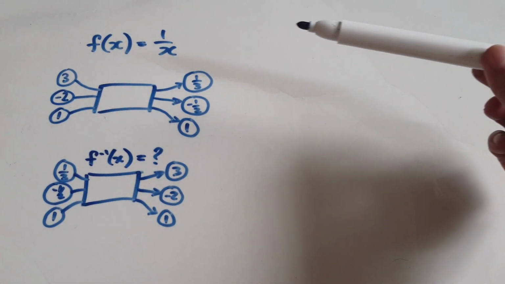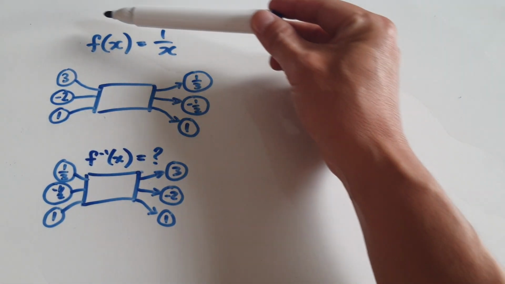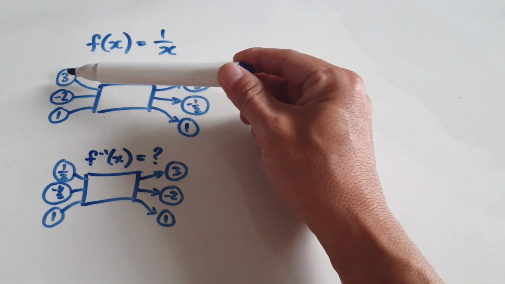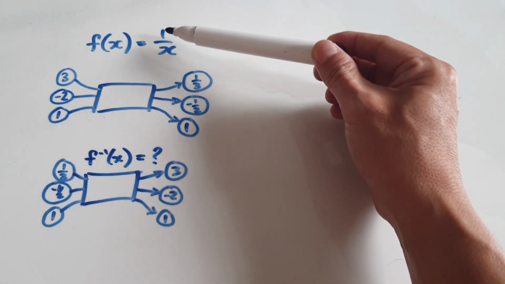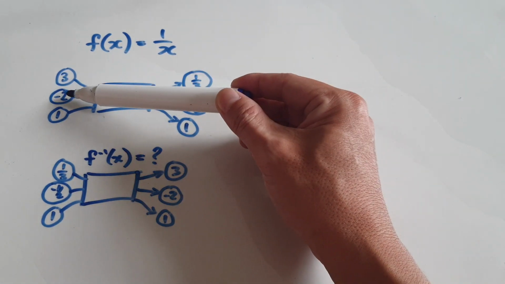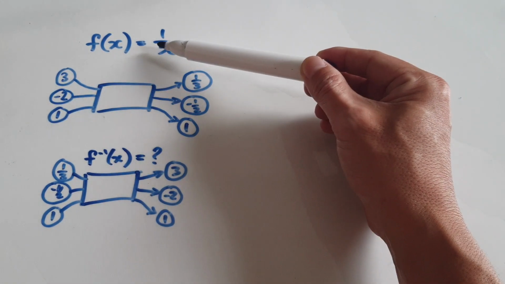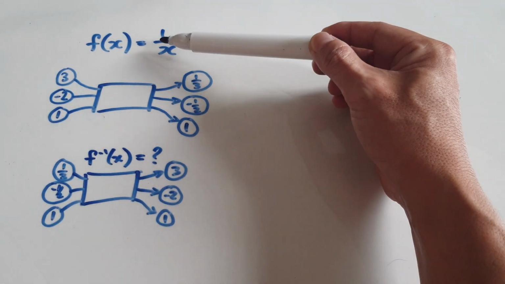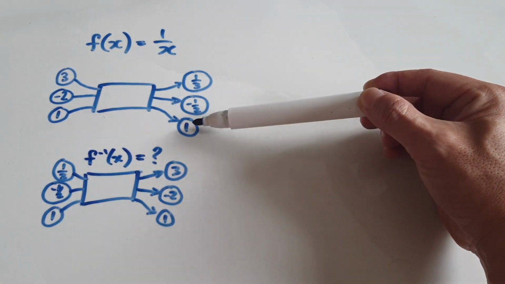Okay, let's give you guys a tricky inverse question. Here we've got a function defined by 1 over x. If I put a 3 into this machine, it will be 1 over 3. It will spit out the number a third. If I put a negative 2 into the machine, it will spit out negative a half. I'll put 1 into the machine. 1 divided by 1 is 1.